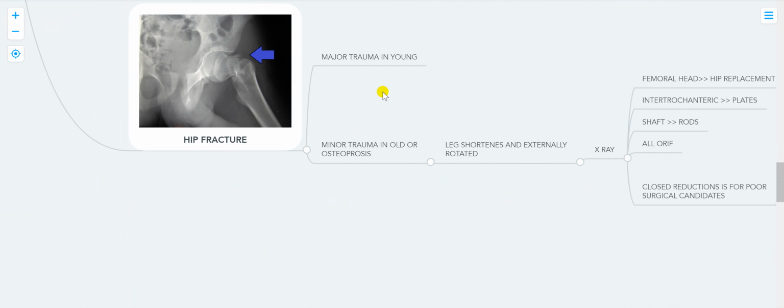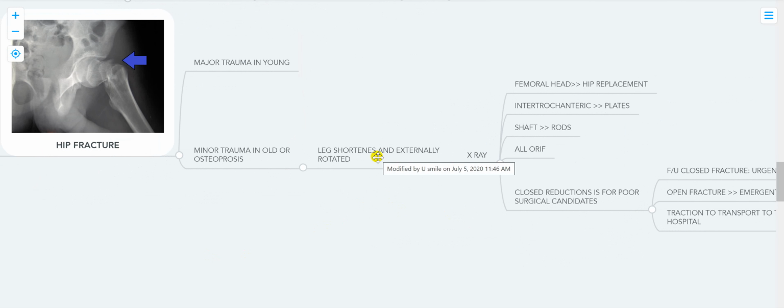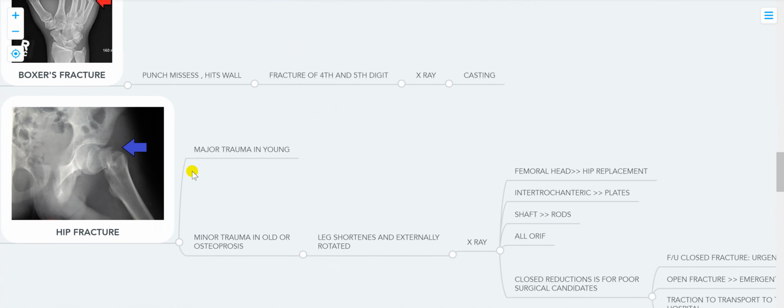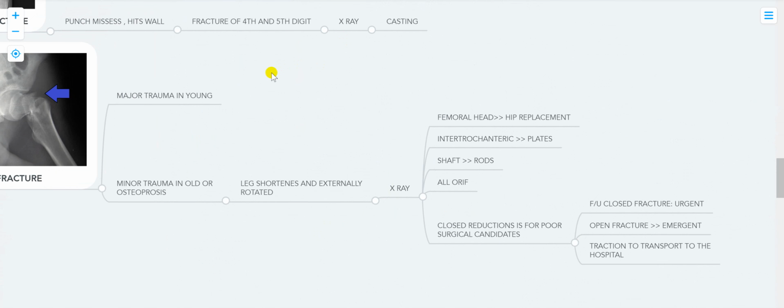Hip fracture is usually a major trauma in young people or minor trauma in old people who have osteoporosis. How does that present? Leg shortens and externally rotated, similar to the anterior shoulder dislocation. This is different. If there is a femoral head fracture, hip fracture, then hip replacement. There's nothing to fix it. If it's intertrochanteric fracture, then you do plates. If it's shaft, then you do rods. All of these are open reduction, internal fixation. Closed reduction is for poor surgical candidates.